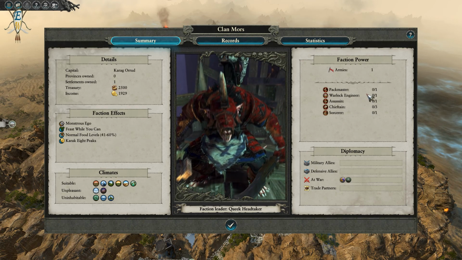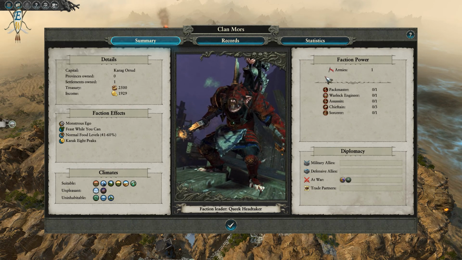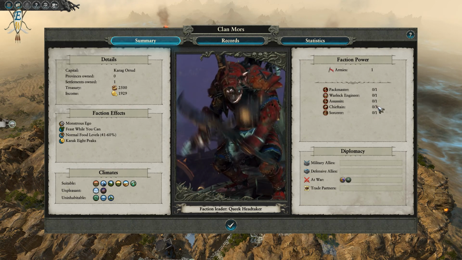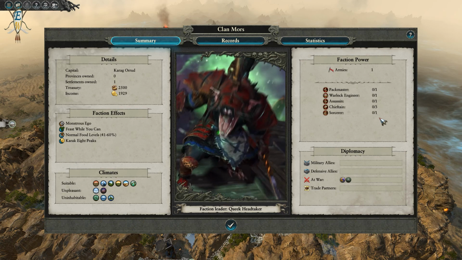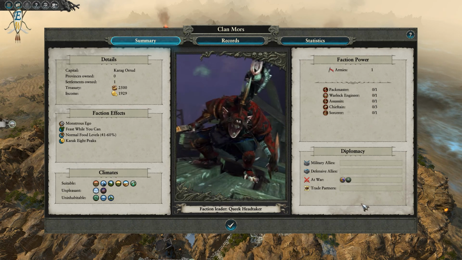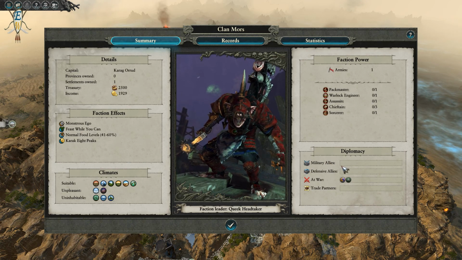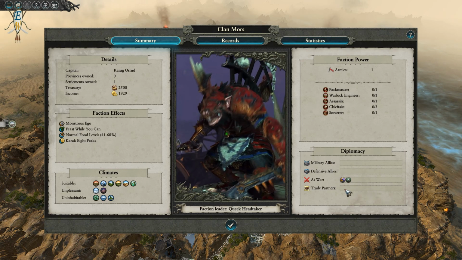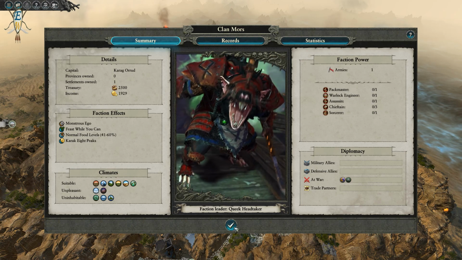It tells you your faction power over here, how many armies you've got available, how many capacity for heroes you've got, and how many you have currently. And then just another diplomacy bit. It's showing you what allies you've got, who you're at war with, and who you are trading with.